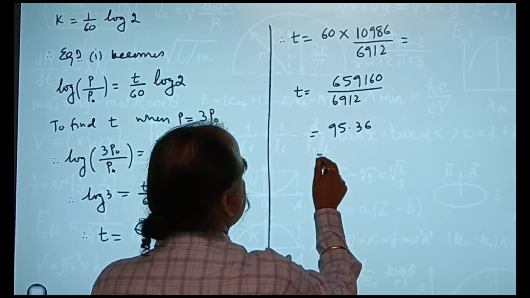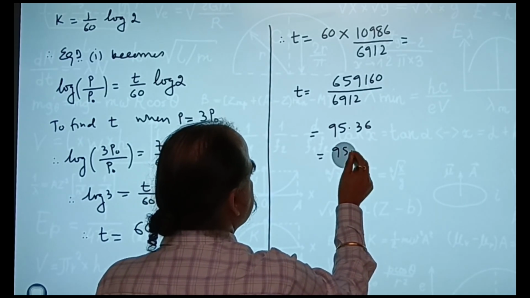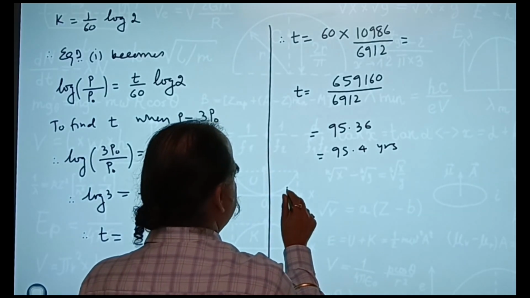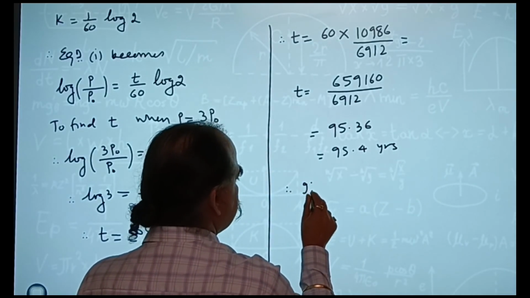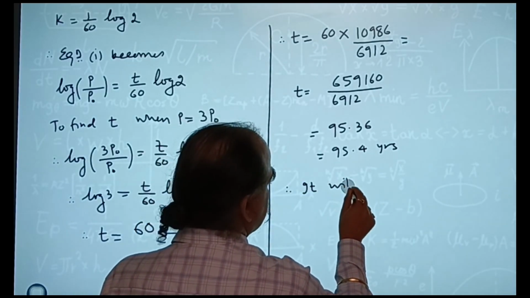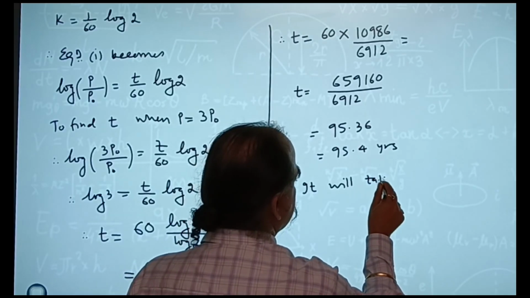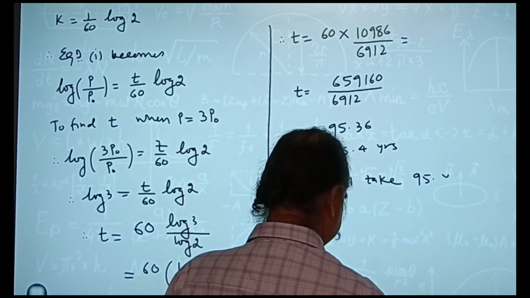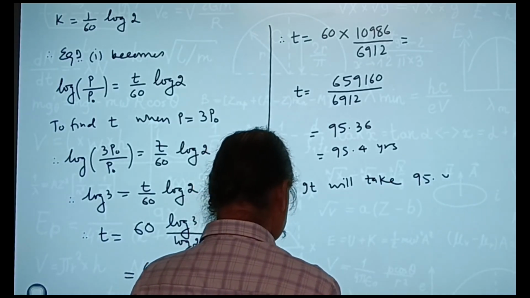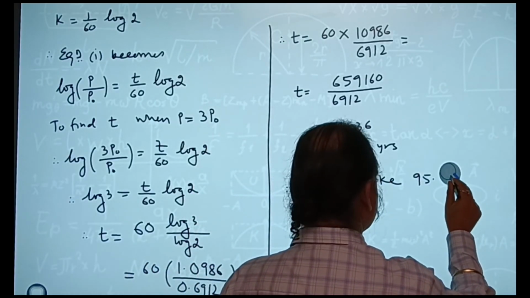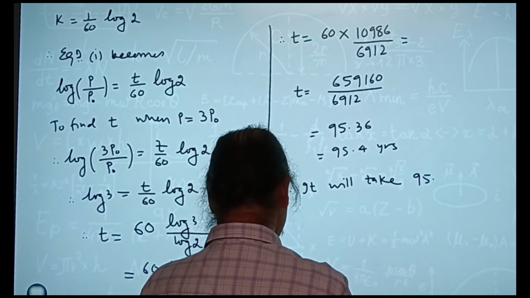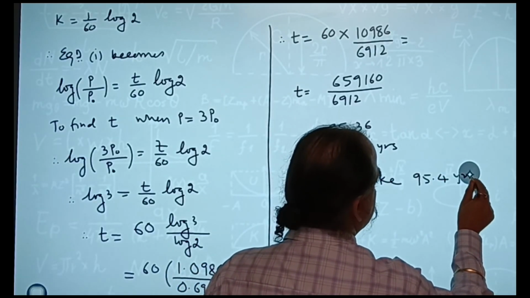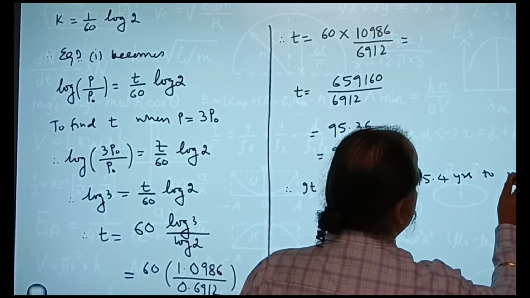95.36, which is 95.4 years. Therefore, it will take 95.4 years to triple the population.